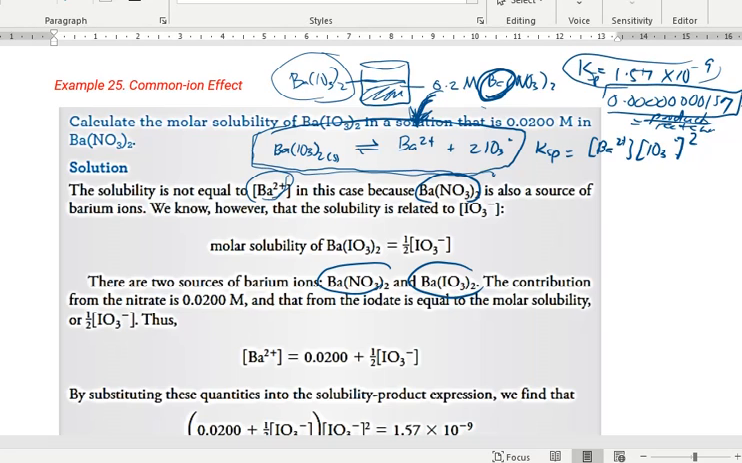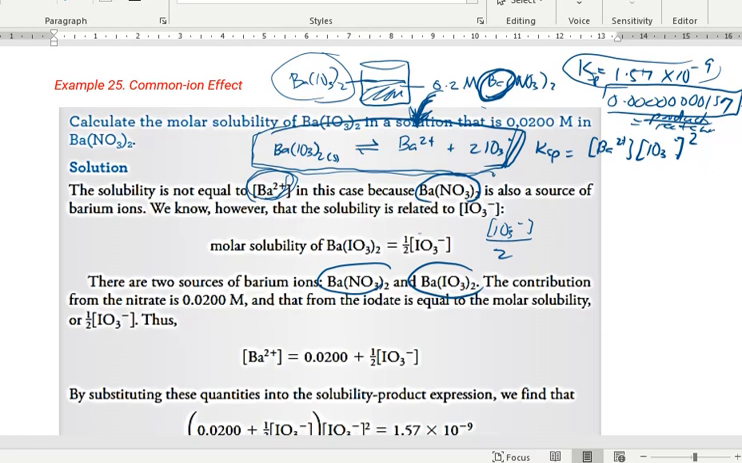We can't say that the barium 2+ is equal to the solubility, because the solubility is not equal to the concentration of barium 2+, since we have another source of barium. But from the balanced equation, we know there is a relationship between barium and iodate: for 1 barium 2+, two iodate ions are formed. So that means the molar solubility of your barium iodate is equal to 1/2 of the iodate, the same as before. It's basically IO3/2.